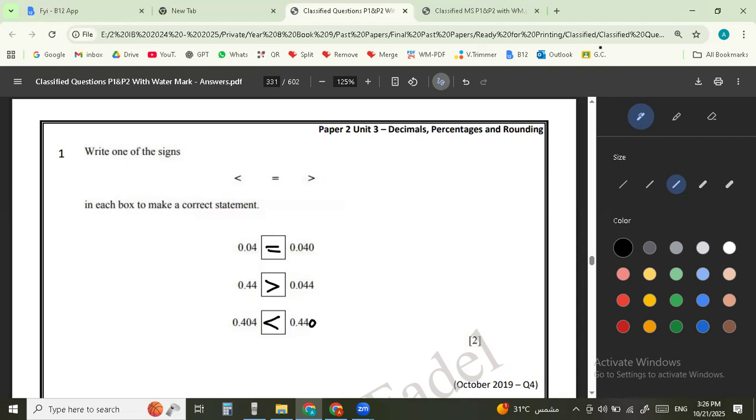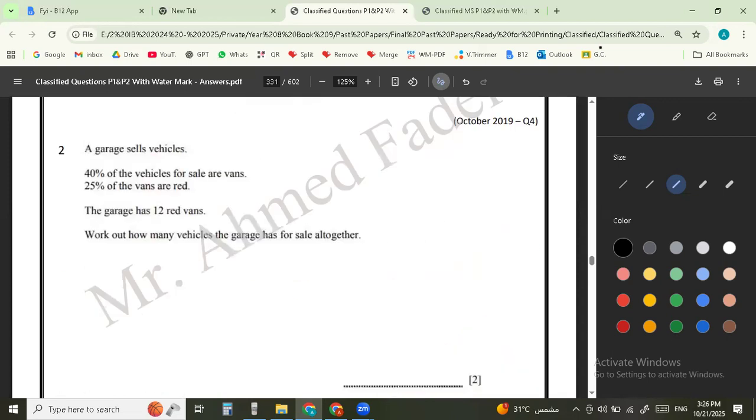All right, next. Question two. A garage sells vehicles. 40% of the vehicles for sale are vans. So 40% of them are vans. 25% of the vans are red. The garage has 12 red vans.